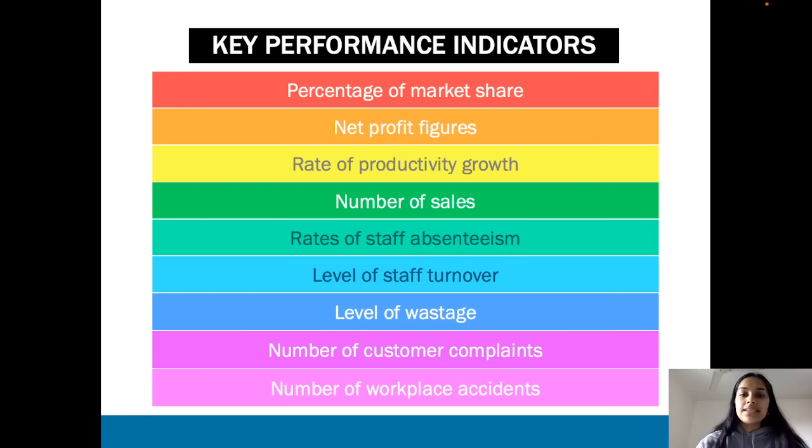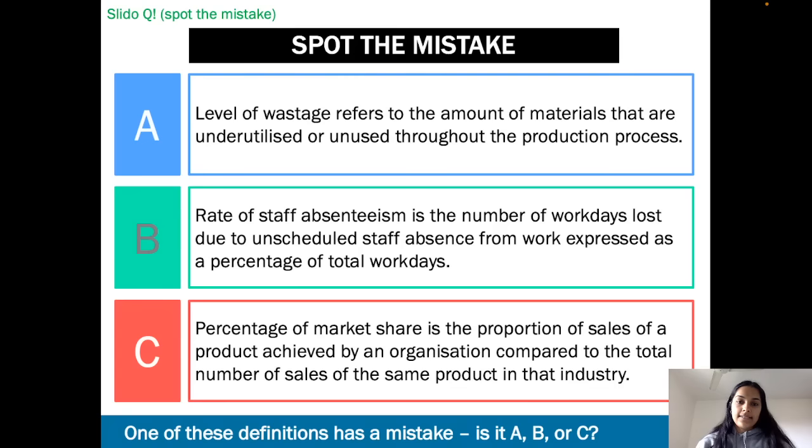So for example, percentage of market share, if that increases, that's good. But if number of customer complaints increases, that's not good because that indicates that customers aren't satisfied with the business's outputs or services. So you should be able to interpret and understand what an increase or decrease in a KPI actually suggests. Cool. So these are our KPIs. We have market share, profit, productivity, number of sales, absenteeism, staff turnover, wastage, number of customer complaints, and also workplace accidents.